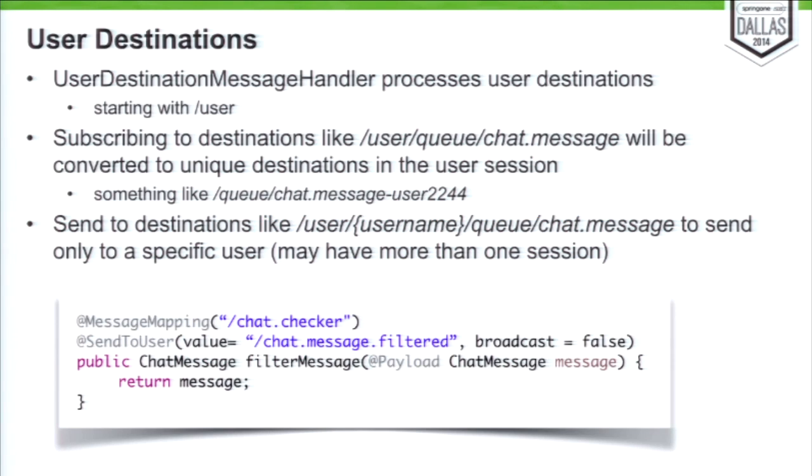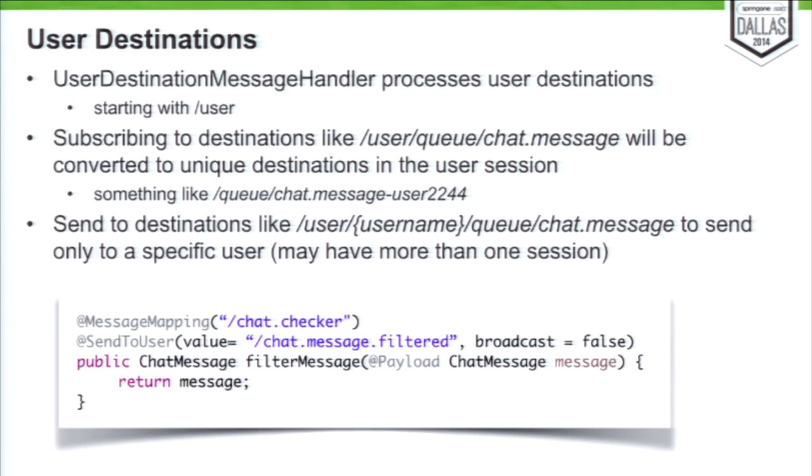And the last type of destinations are the user destinations. Basically, every single destination starting with /user will be converted into a user-specific destination. So if you're subscribing to /user/q.chat.message, then we're going to create a specific destination for that user. This will be converted into /q/chat_message user2244, for example. So we create unique destinations for this WebSocket session.